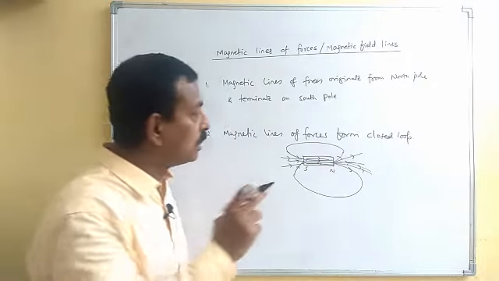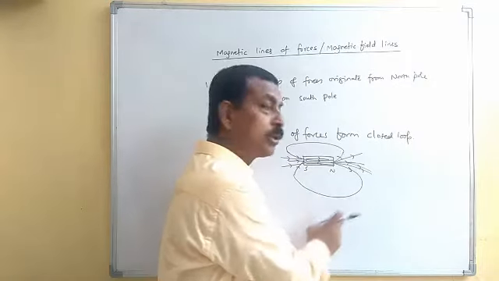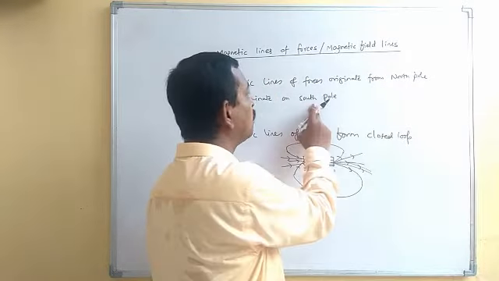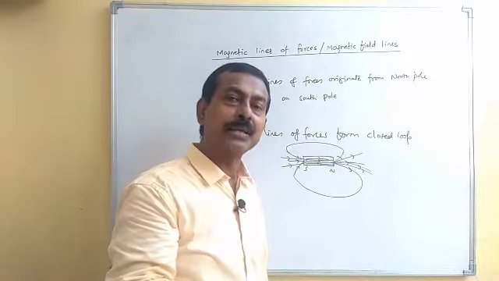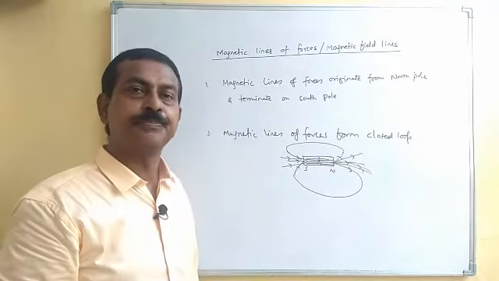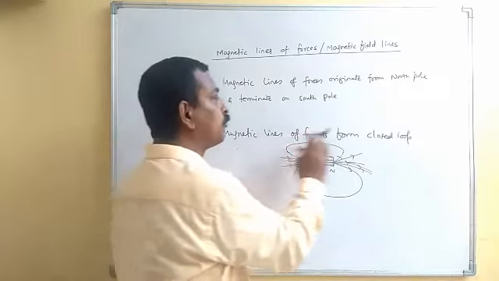So here they are forming closed loops. Here also we can say that they originate from the north pole and terminate on the south pole outside the magnet, and inside they move from the south pole to the north pole. So this is how they form the closed loop.